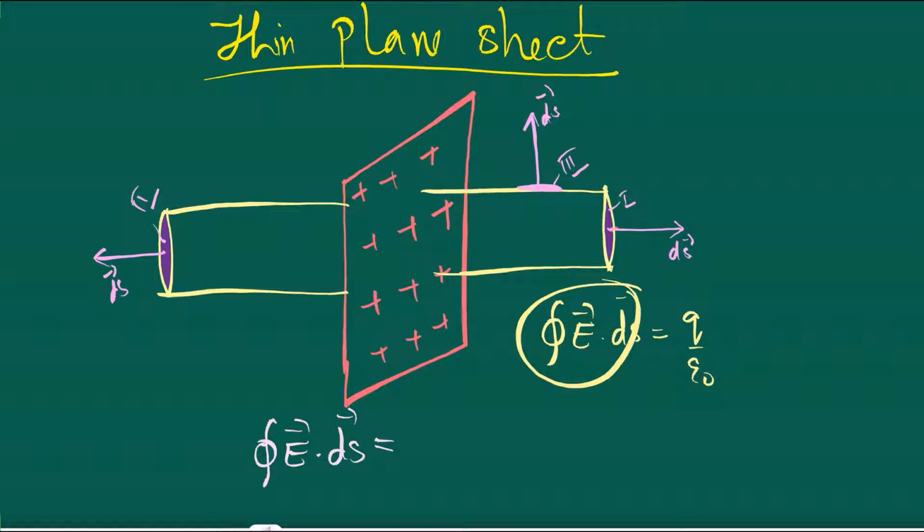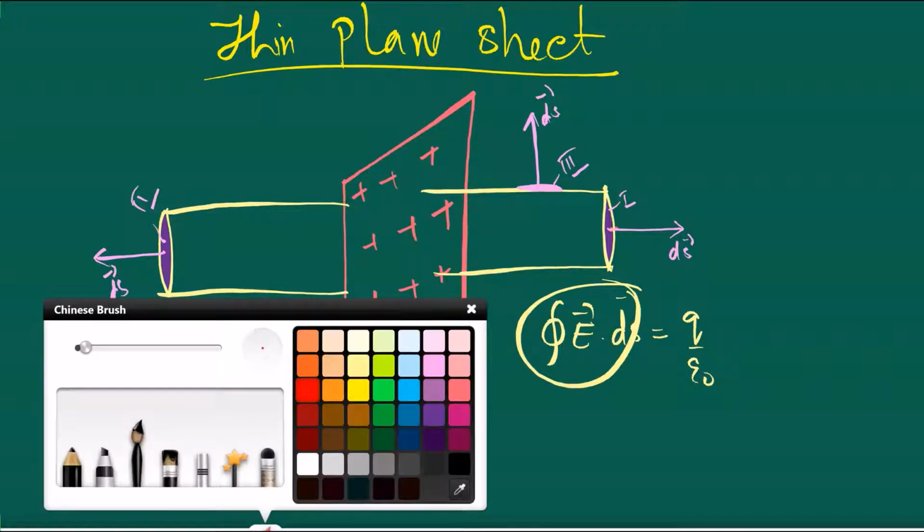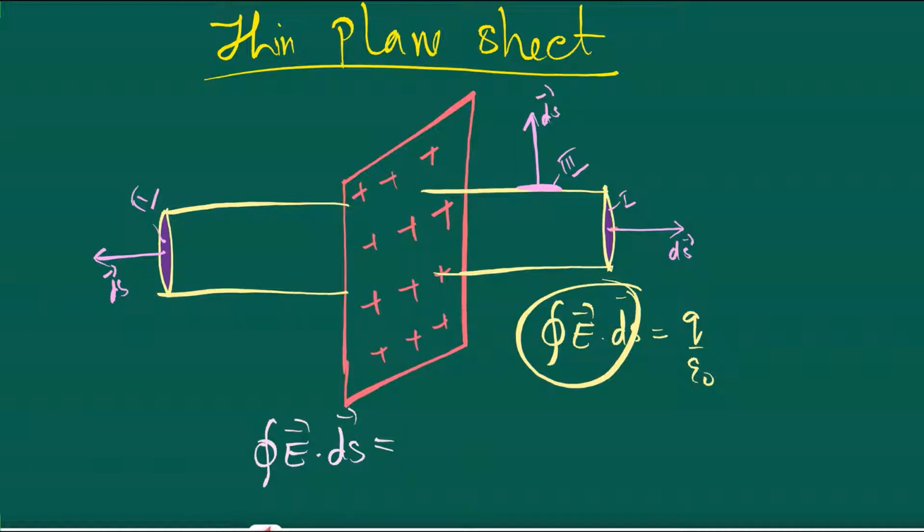Now we want to find the direction of the electric field. We know that the electric field is acting radially outwards, because it's a positive charge. It's a very thin plate, so the electric field in this region is acting like this. Here also it is acting in this direction because the field acts radially outwards for a positively charged plate. But here there is a difference: the electric field is acting in this direction.